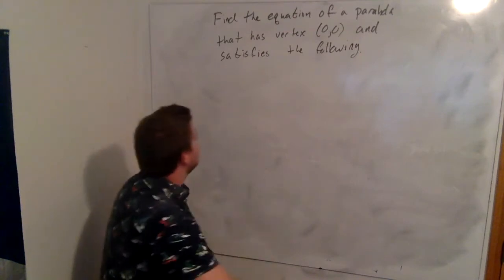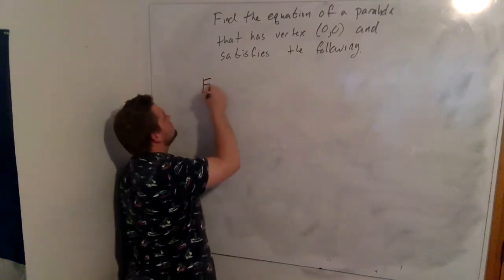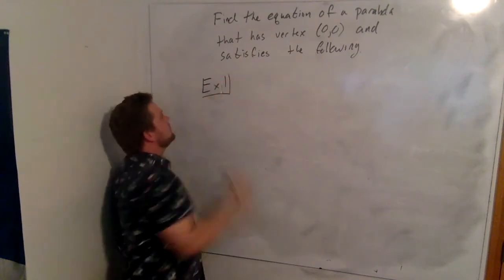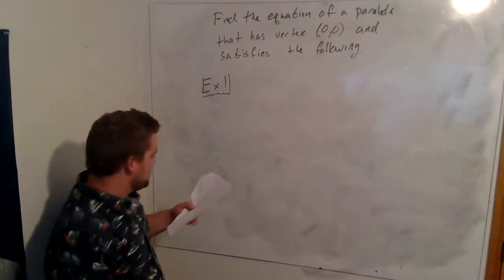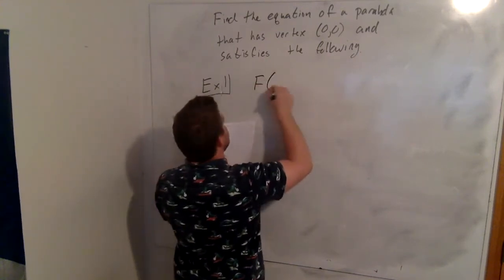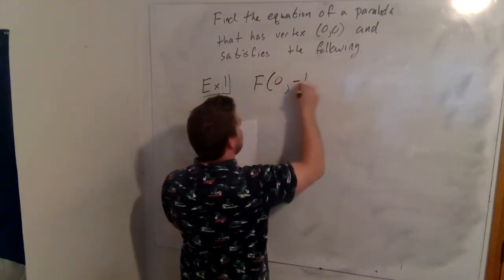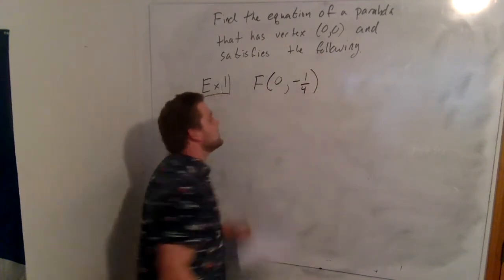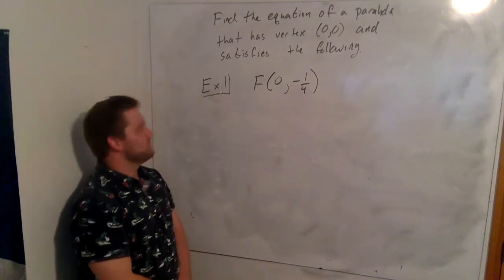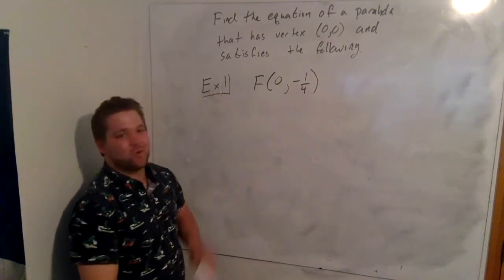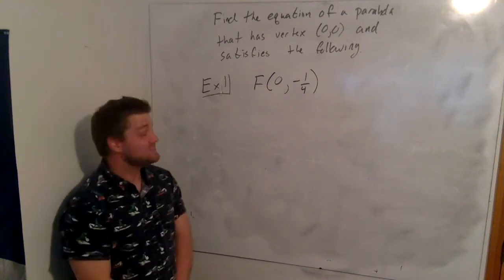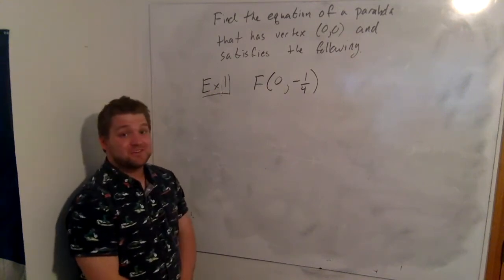For example one, let's say we're given that the focus is at coordinates 0, -1/4. Go ahead and pause the video and see if you can come up with the equation of a parabola with the vertex at 0, 0 and this focus. Okay, let's do it. It might be nicer to draw a picture.